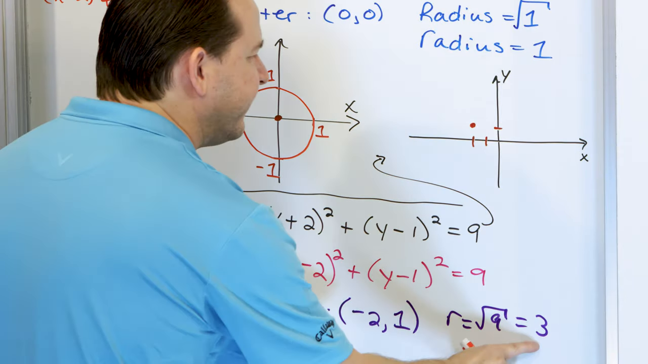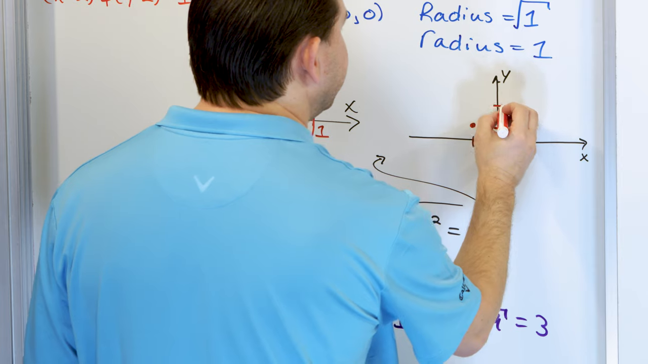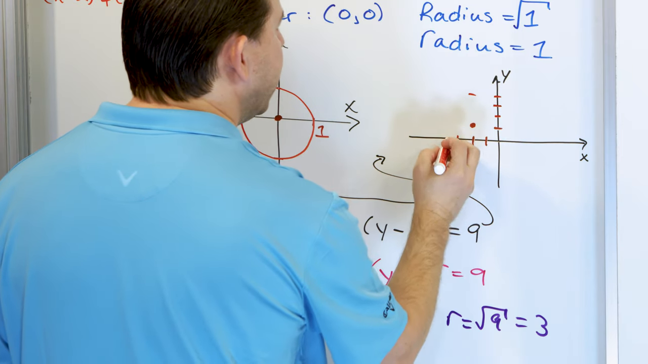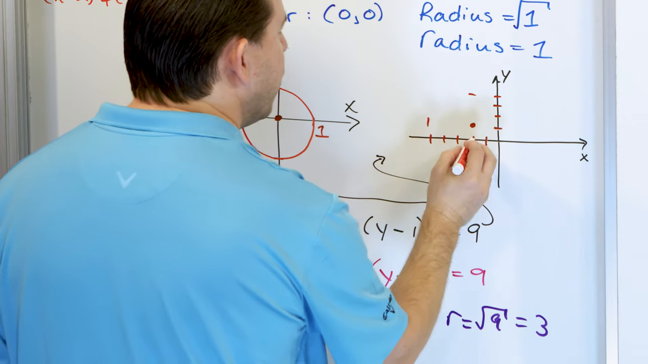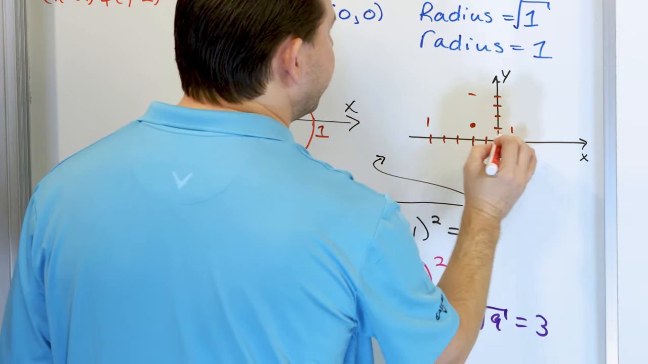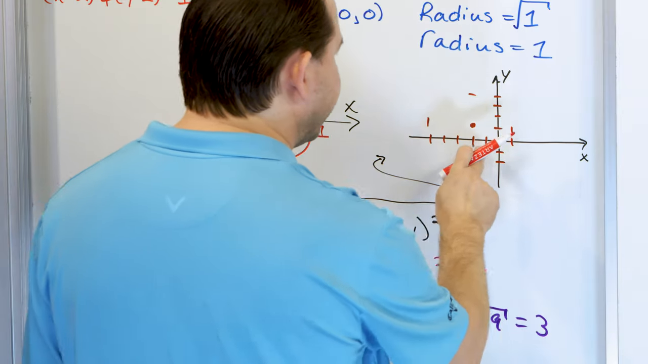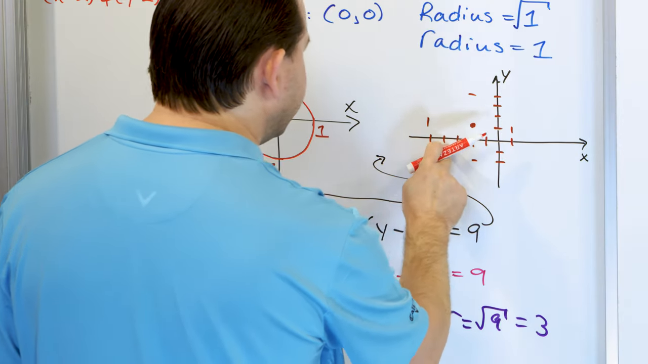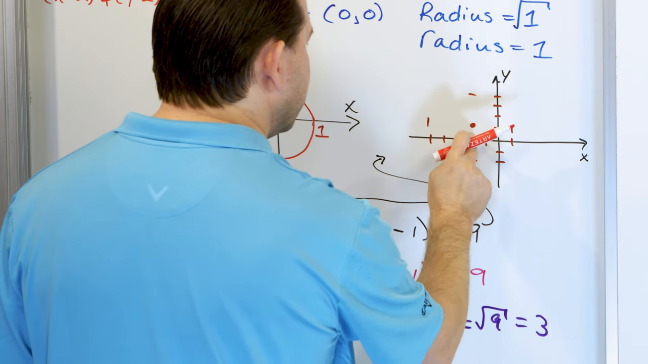plane. The radius is a 3, so you have to count up 1, 2, 3 units from there, put a tick mark, 1, 2, 3 units left from there, 1, 2, 3 units down from there, and 1, 2, 3 units from there. So I'm putting little tick marks there. So there's one, two, three, one, two, three, one, two, three, one, two, three.